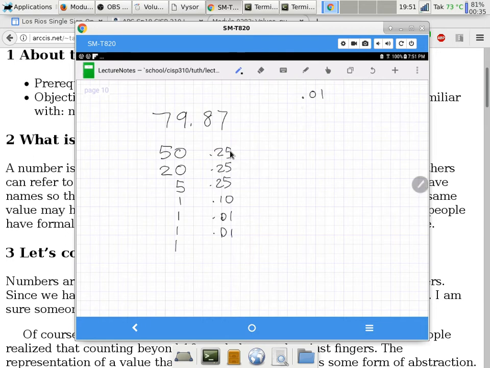We have a penny. The next one up is a nickel. Then the next one up is a dime. The next one up is a quarter. The next one up is a dollar. Then we have $5 bills, $10 bills, $20 bills, $50 bills, and $100 bills.